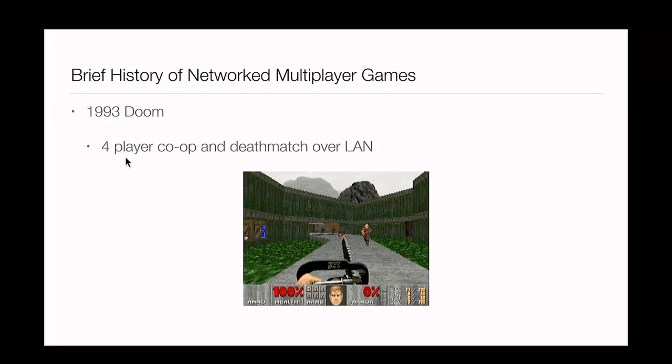Okay, 1993, Doom showed up. So Doom allowed multiplayer over what's called a LAN, a local area network. I'll explain what that means in a little bit. Right? So Doom was the first multiplayer first-person shooter that became very popular. Right? And of course, Wolfenstein spawned the genre of first-person shooters. Doom was the game made by the same company that came after Wolfenstein.